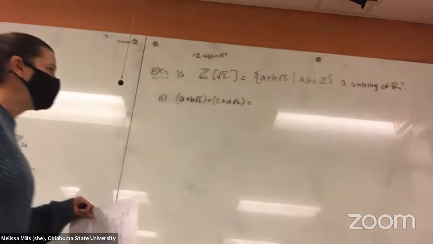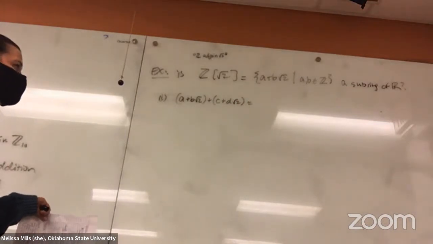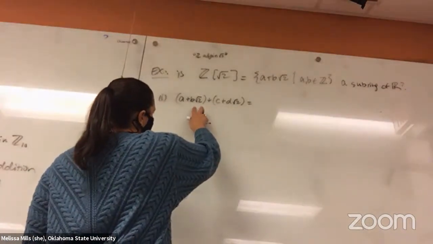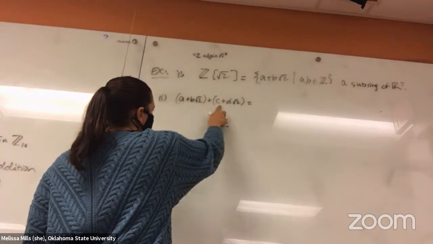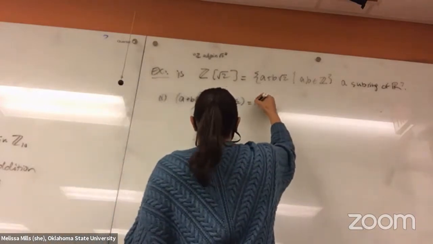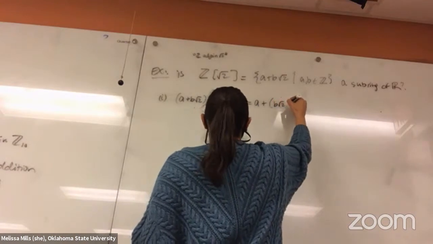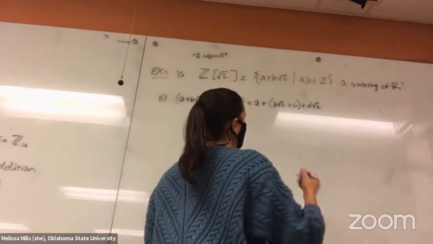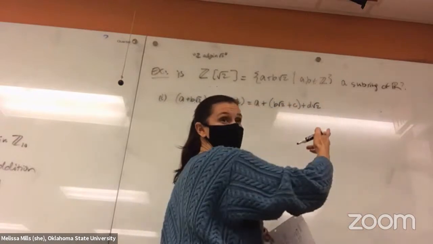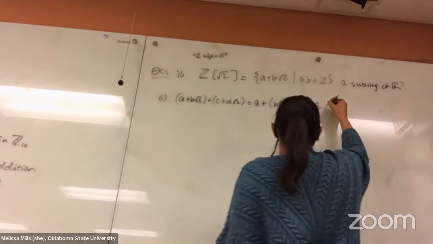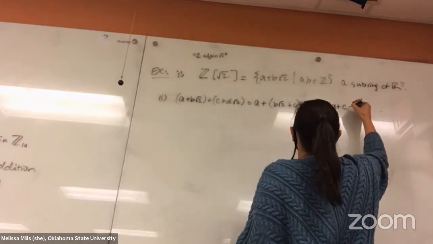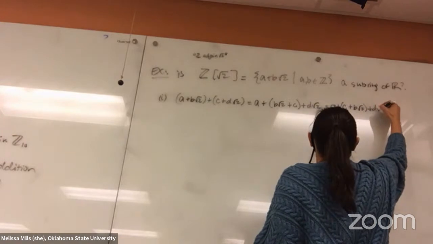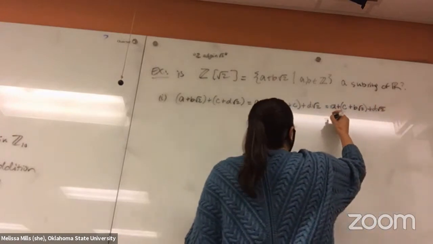Now I need to use my ring identities to do this. I can use associativity to drop these parentheses and move them. So I could do A plus B square root of 2 plus C plus D square root of 2, and that's associativity. And then I can switch those by commutativity of addition, right? So I get A plus C plus B square root of 2 plus D square root of 2. This is what I'm talking about. It can get a little tedious. Equals.